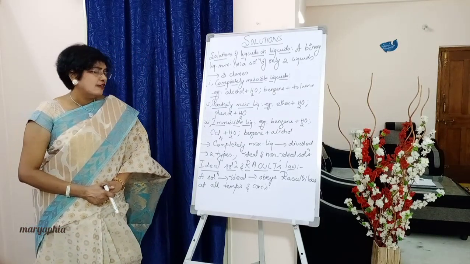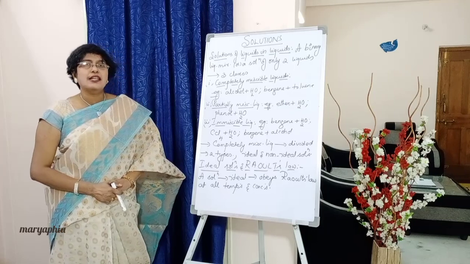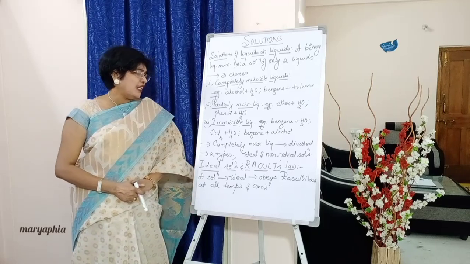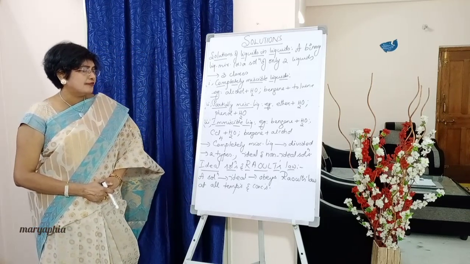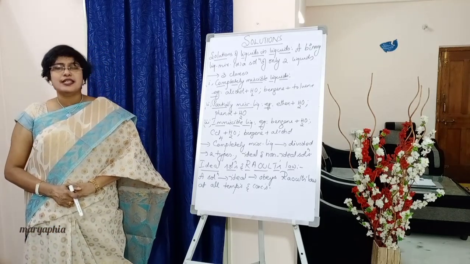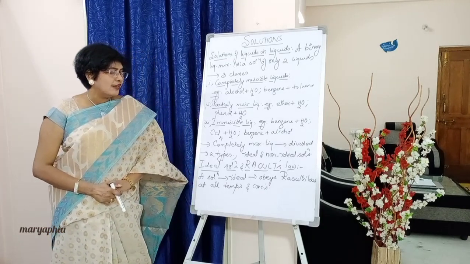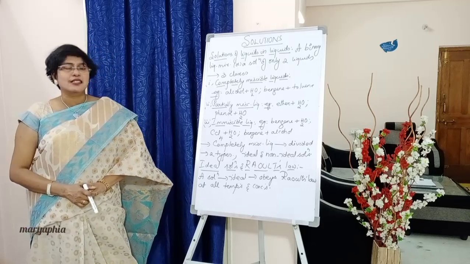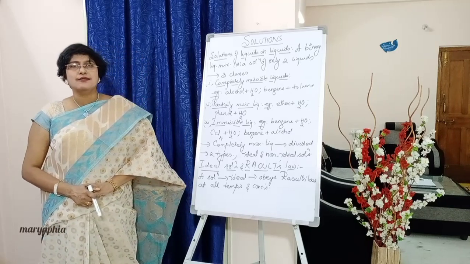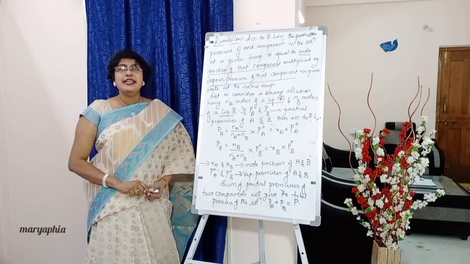Now, first we will see what an ideal solution is. So write down: a solution is said to be ideal if it obeys Raoult's law at all temperatures and concentrations. A solution is said to be ideal if it obeys Raoult's law at all temperatures and concentrations. So that's what we call an ideal solution. Next, put the side heading Raoult's law. So you understood what an ideal solution is.